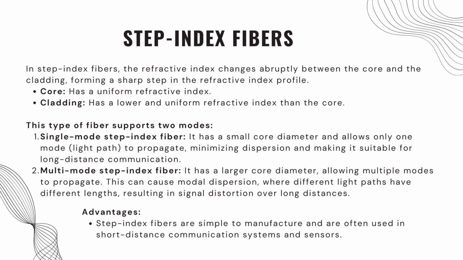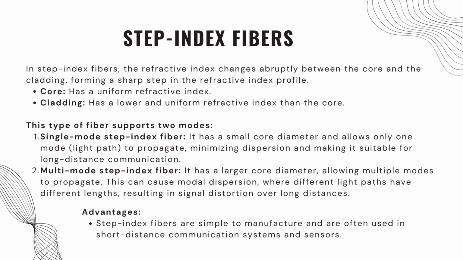Single-mode step index fiber has a small core diameter and allows only one mode, or light path, to propagate, minimizing dispersion and making it suitable for long-distance communication. Multi-mode step index fiber has a larger core diameter, allowing multiple modes to propagate. This can cause modal dispersion, where different light paths have different lengths, resulting in signal distortion over long distances.